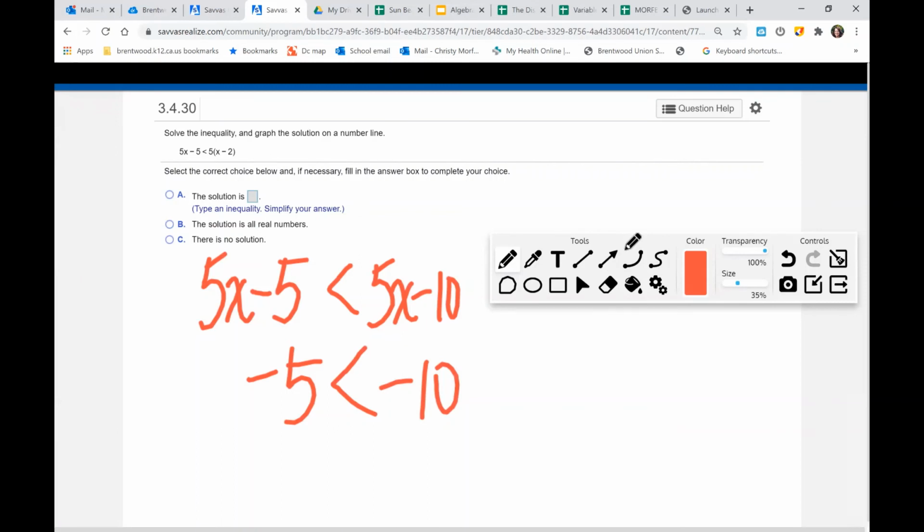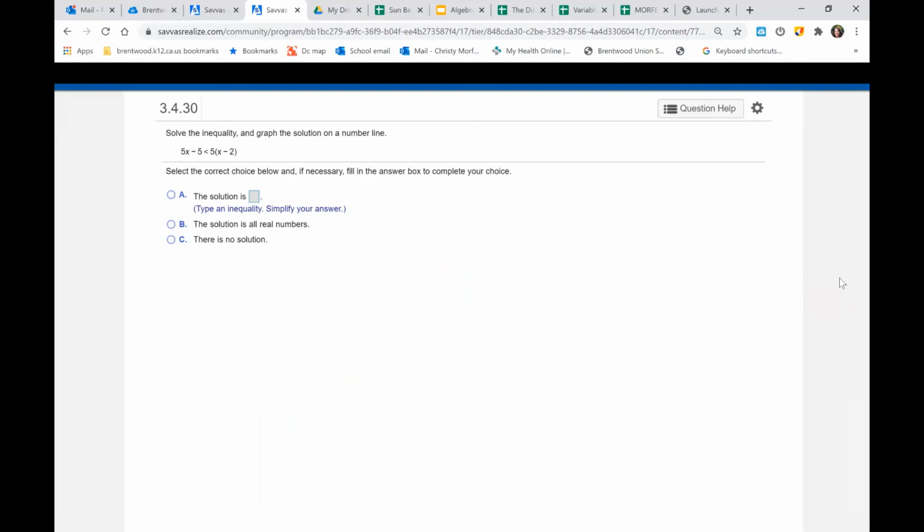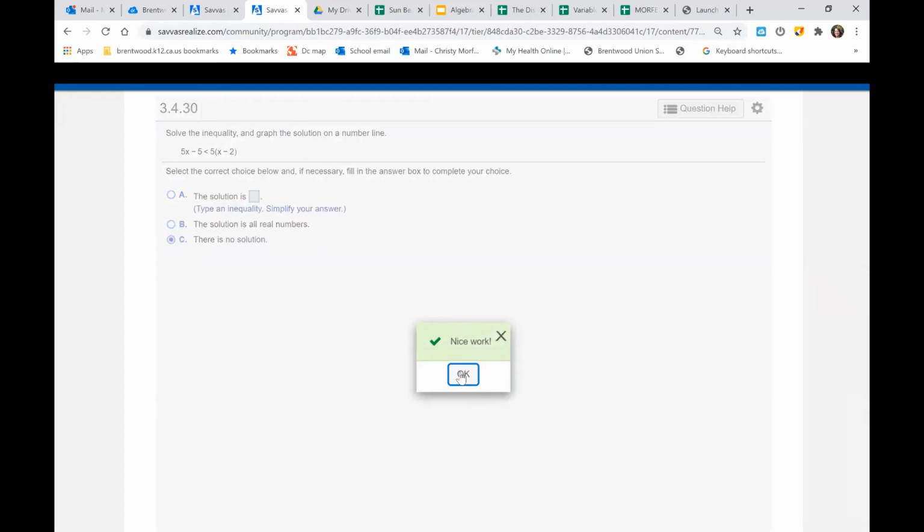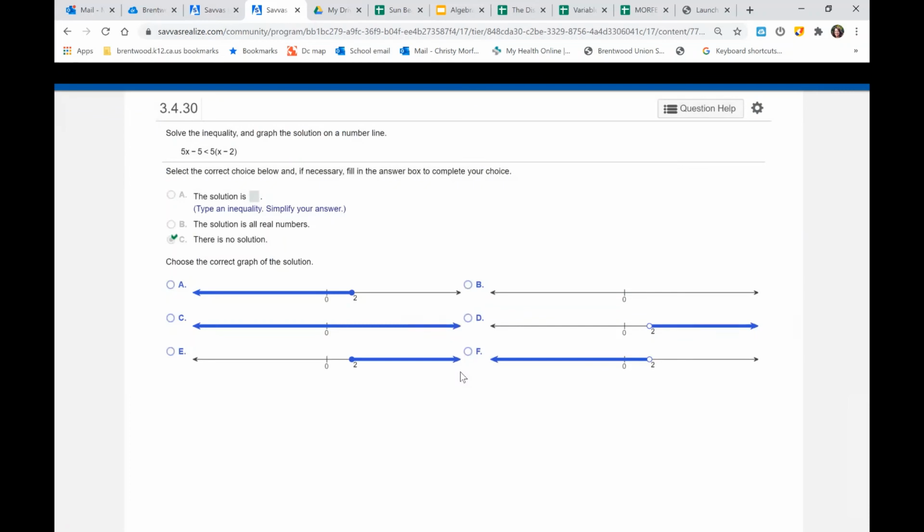And -5 is not less than -10. That is an incorrect inequality. It's not true. So this answer would be no solution, because what you're left with is not true. You're never going to come up with an answer that has that.